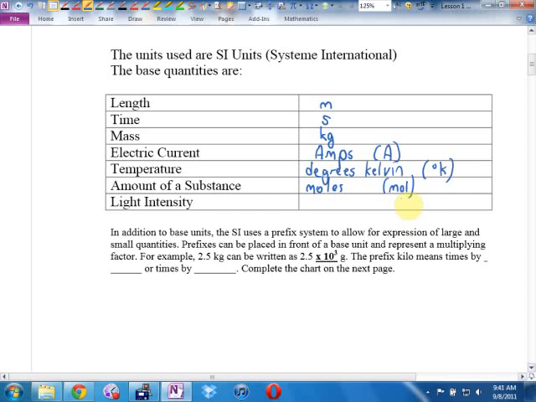Does anybody know what we measure light intensity in? Physics 11 guys who had me last year. I told you last year at the beginning of the year. Remember? It's a cool one.